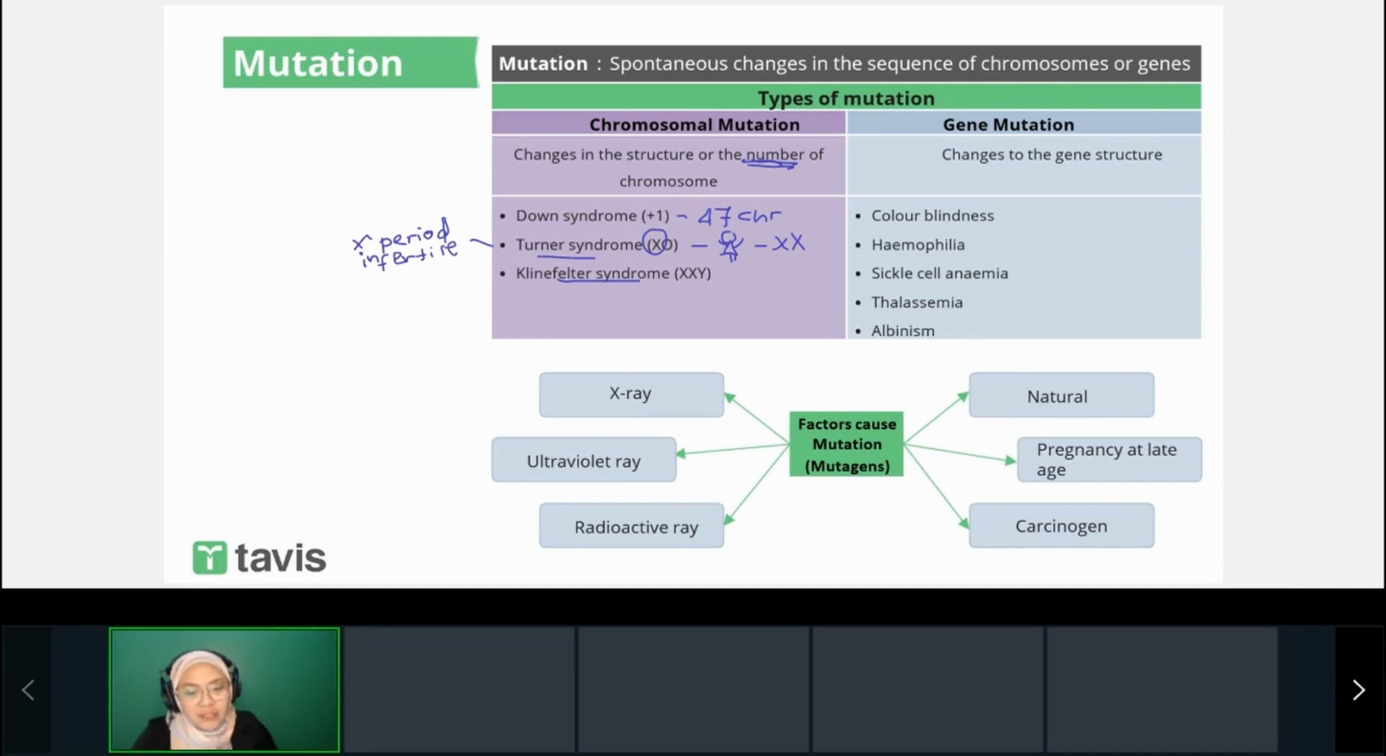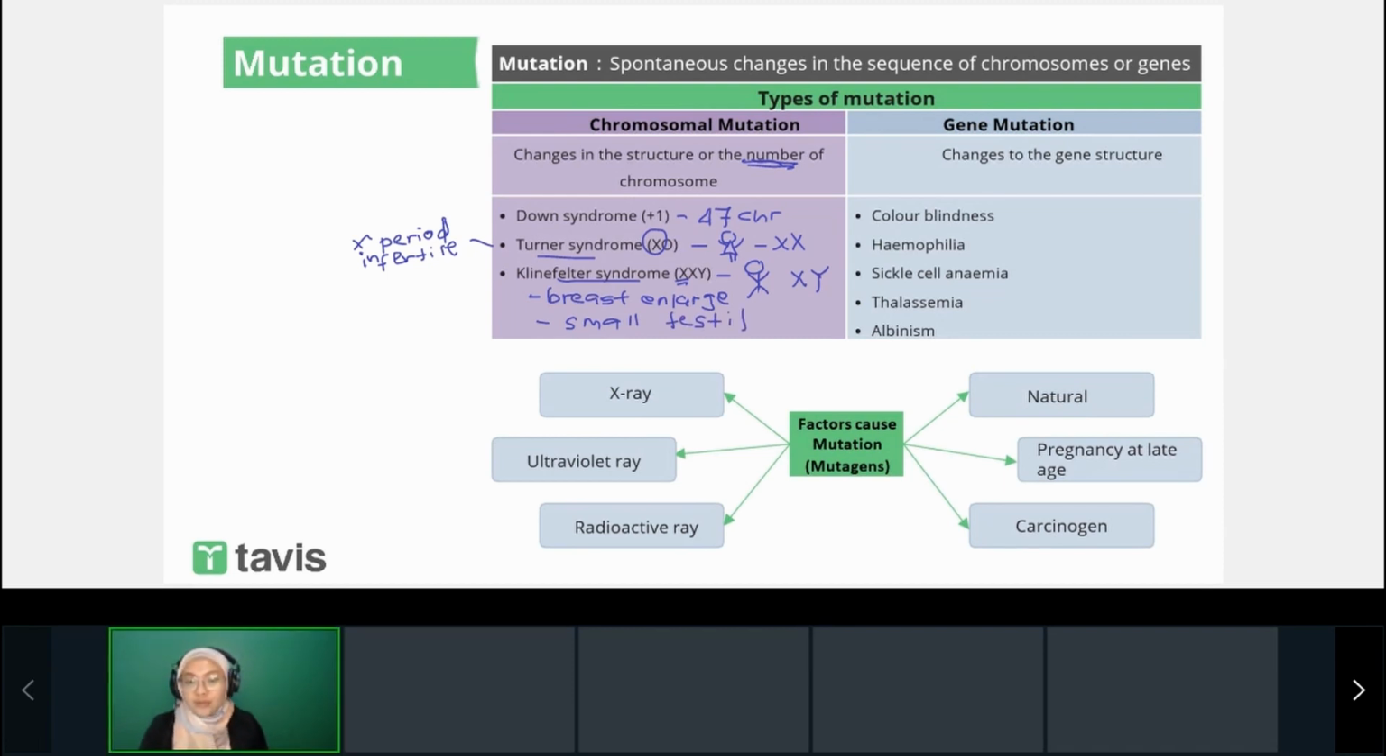Okay, Klinefelter syndrome affects a male. We know that a male should have only XY. But this Klinefelter male has an extra X. So this male basically doesn't have the secondary sexual characteristics as well. They have female characteristics. They have breast enlargement. They have small testes.